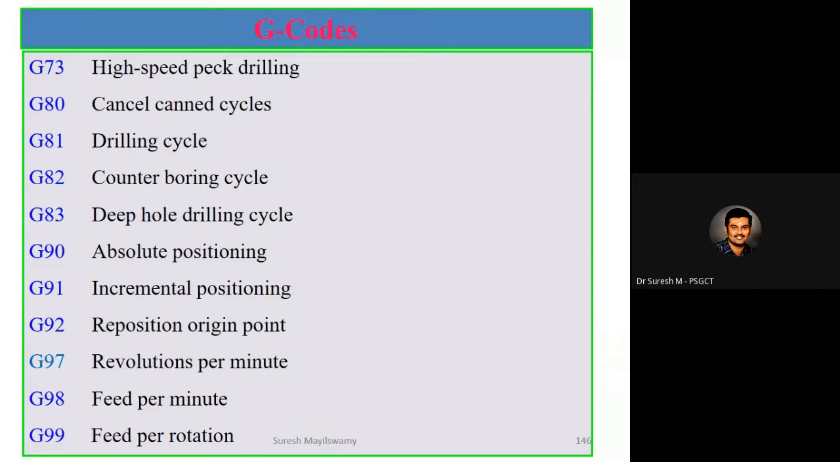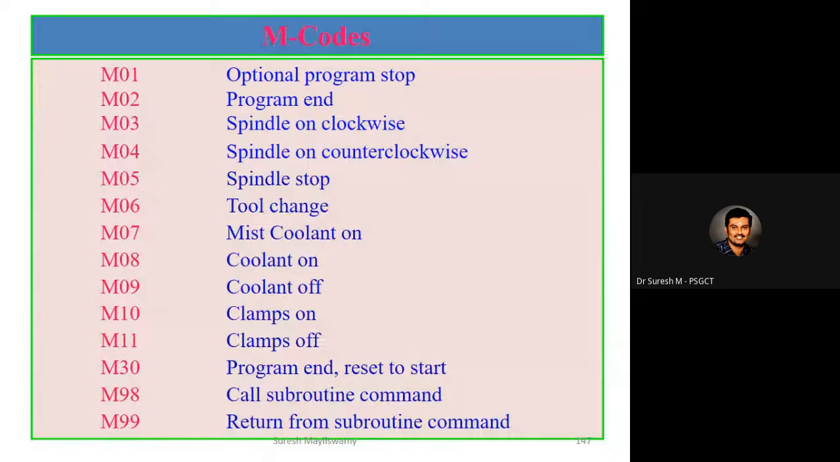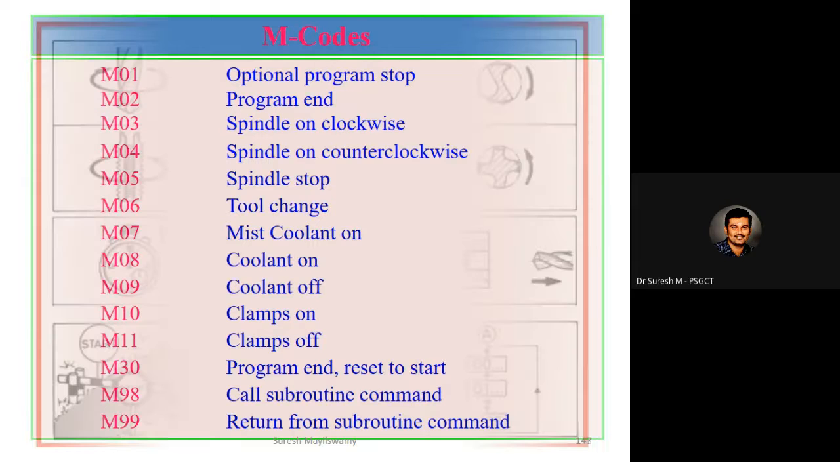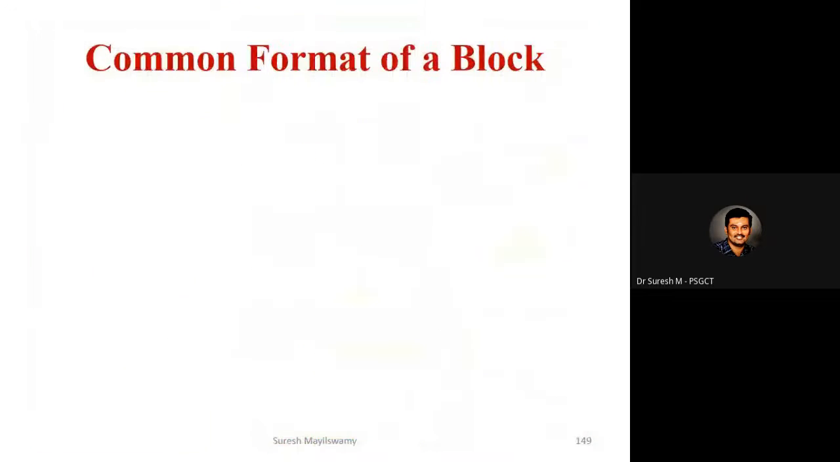In the same way, miscellaneous commands: M01 is optional program stop, M02 program end, M03 spindle on clockwise direction, M04 is spindle on counterclockwise direction, M05 spindle stop, M06 tool change command, M07 is mist coolant on, M08 coolant on, M09 is coolant off, M10 is clamps on, M11 is clamps off. And for the program end we can use M30, subprogram call M98, and return to main program is M99. This is how the machine tool will run.